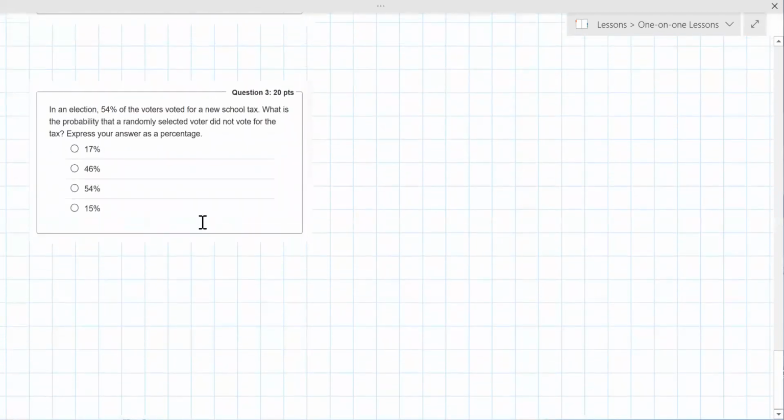All right. So the next question here says, in an election, 50% of the voters voted for a new school tax. What is the probability that a voter did not vote? So what's the probability that they did vote? Because we never want to do the not. We always want to do the probability they did vote. 54%, and we convert that to a decimal, which gives us 0.54. So the no is 1 minus that number.